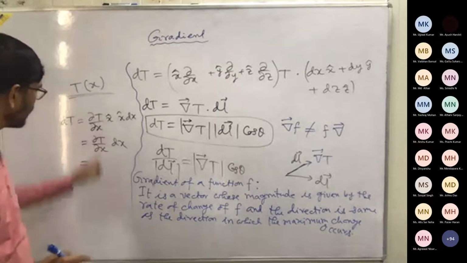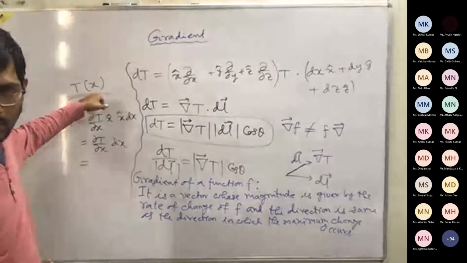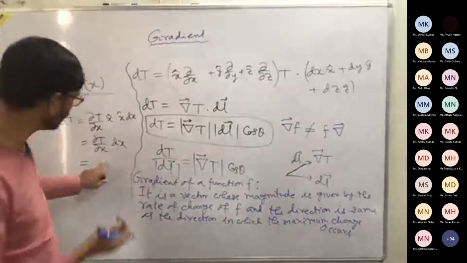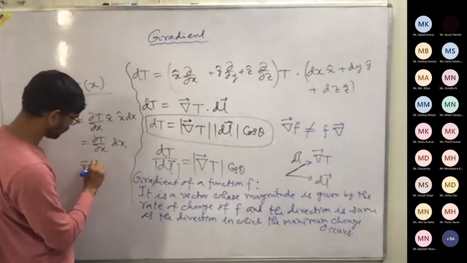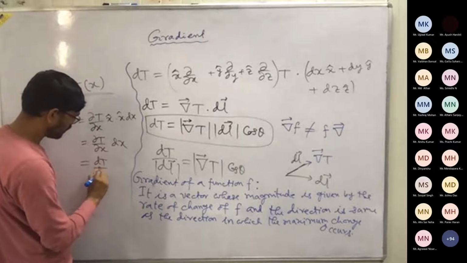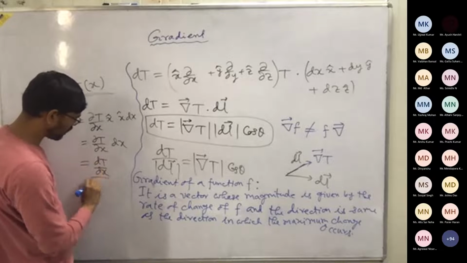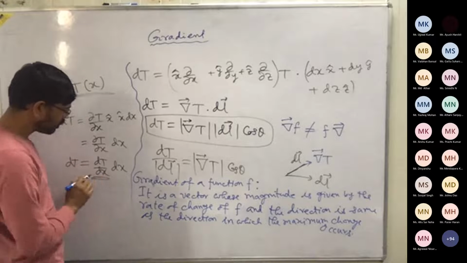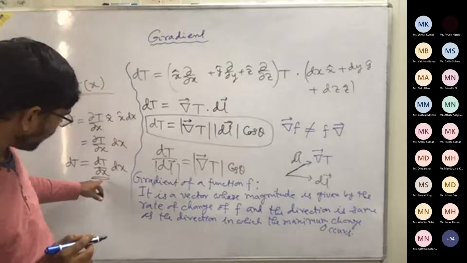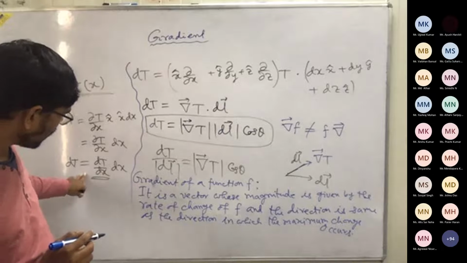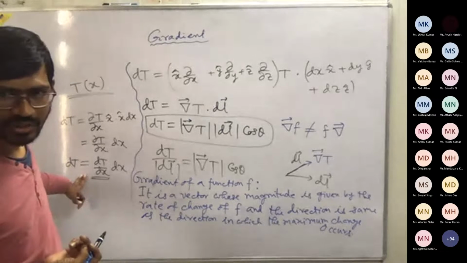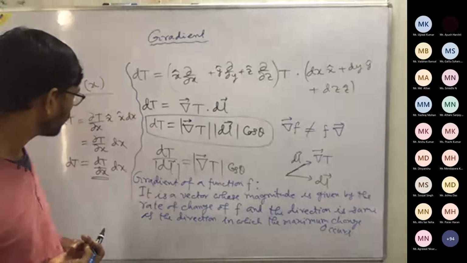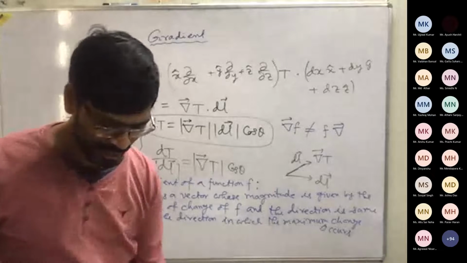Now here the fact is that T is a function of x only, so you don't have to use partial differentiation. You can straight away use the total derivative: dT over dx, and then dx, which was actually the dT. So I just extended the knowledge that we had in the one dimensional case.